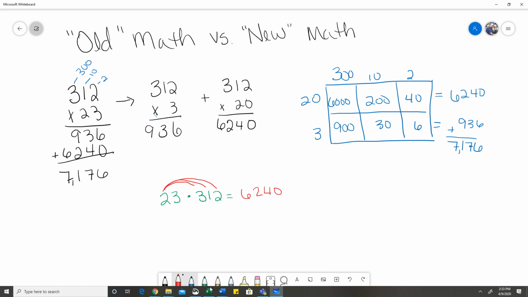And then if I take the 3 and distribute it and multiply it to each of the other numbers, I get the 936. So add them together, I get 7,176. This is just another way of looking at it. It's another way to do it. It's not saying that the other two are wrong. It's just a different way to look at it. Okay?